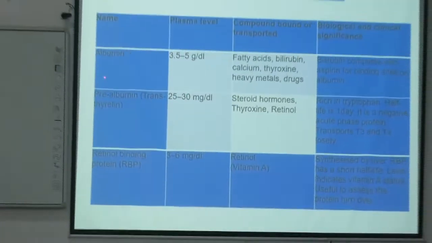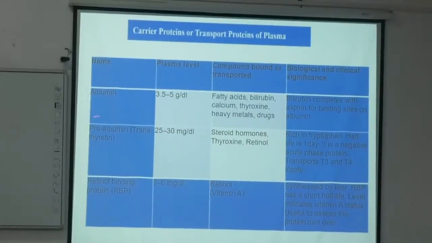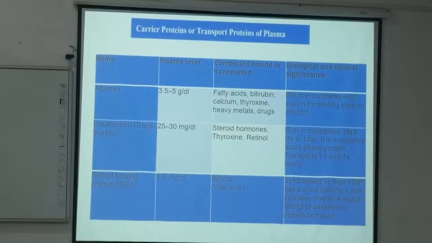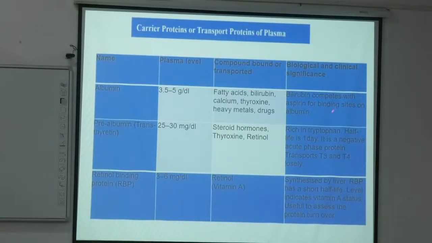That's a clinical implication. Carrier proteins, a very brief introduction. One thing I want to highlight is albumin, which transports a number of molecules. The most important thing is that most of the drugs are transported through albumin. There will be competition between the drug and endogenous substances for the limited number of binding sites on the albumin.